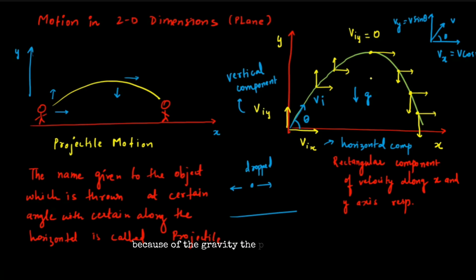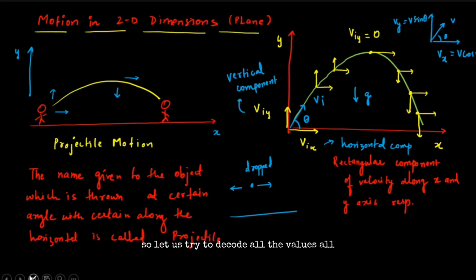Because of the gravity, the projectile motion suffers a change in its velocity, and the change takes place in such a way that there is no change in the horizontal component of the velocity, but there is a huge change in the vertical component of the velocity. Such type of motion is what we call projectile motion, which comes under motion in 2 dimensions, or kinematics in 2 dimensions.